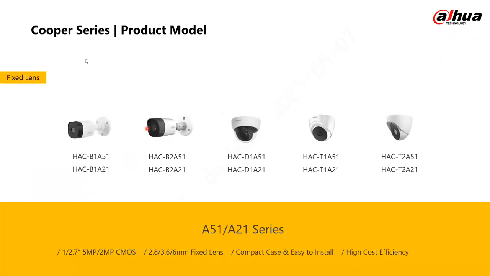We have Cooper Series products, different product models that come with different fixed lenses. For example, we have these two bullets. This one is a bullet with a 2.8 fixed lens, first generation 5 megapixels and a 3rd inch sensor size. Now compare with this, which is still a bullet just like what we have, but this is basically a metallic bullet with a metallic fixed lens, first generation 5 megapixels and a 3rd inch sensor size.